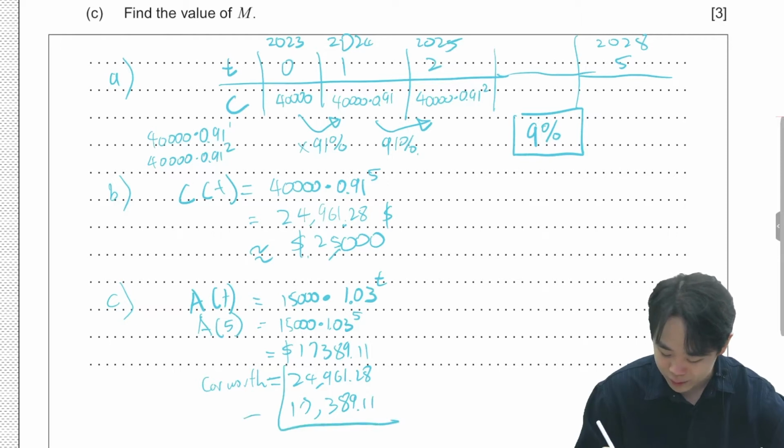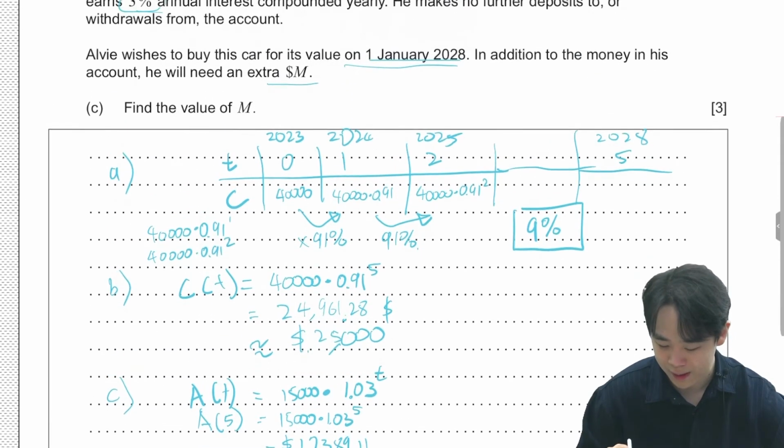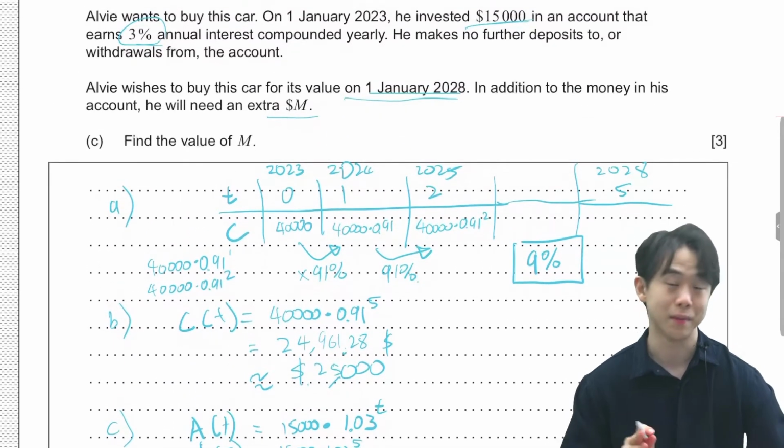So what we got to do is we got to subtract. So if you subtract this, we should get 7572.17. Rounding this should give us $7,570. So this is M. This is the money that Alvi needs to supplement in order to buy the car.